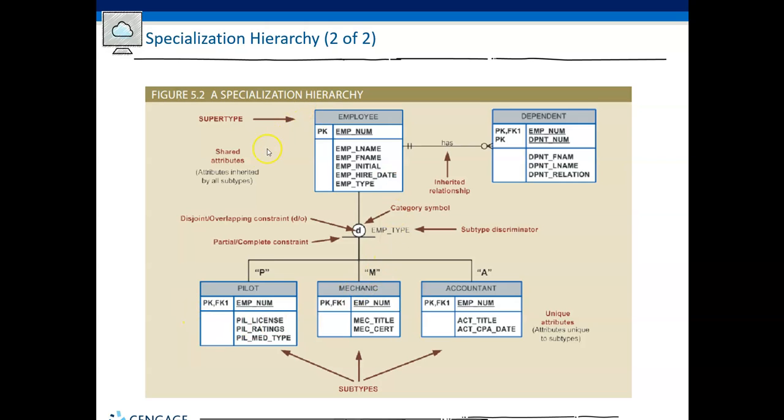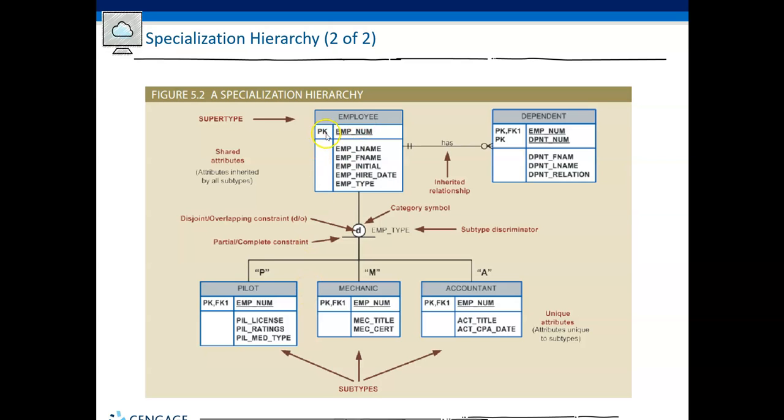Here's an example. I call it a specialization hierarchy here. You have an entity called an employee, and that employee has three specializations or subtypes. This is the supertype. Super means above, literally, in Latin. Same thing, hyper means above.